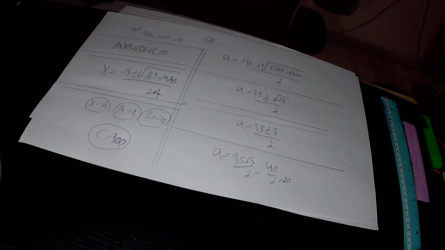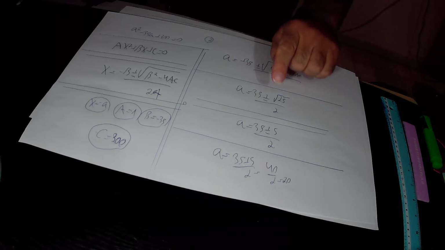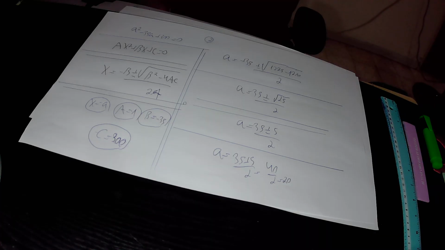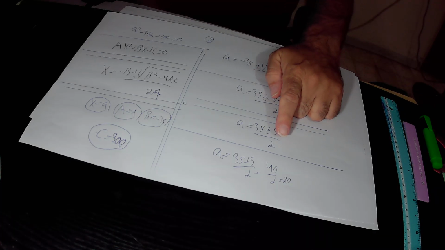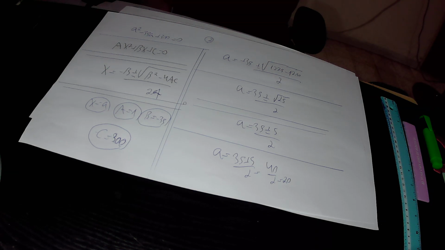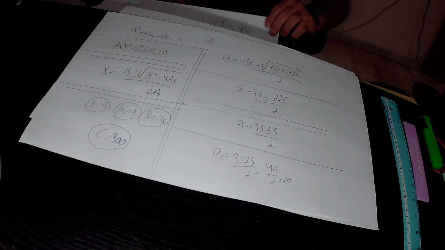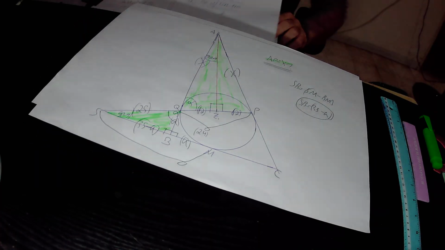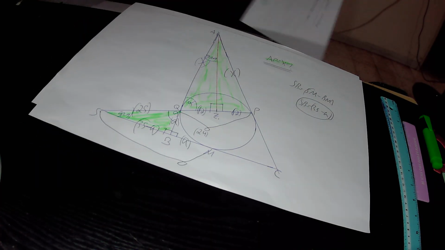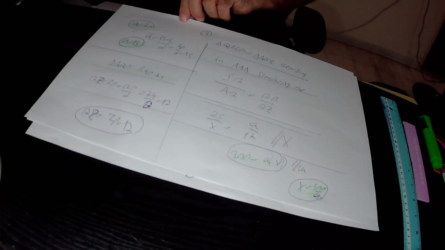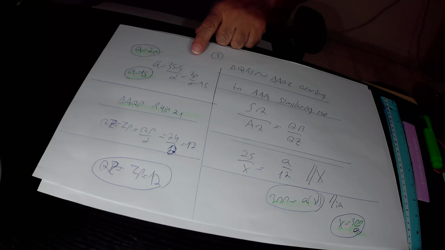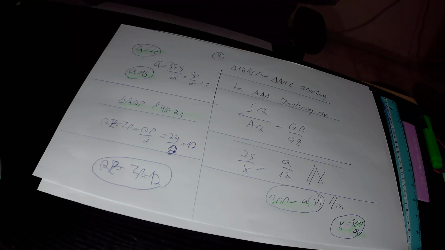So here we have two possible solutions for a. The first solution is a equals (35 plus 5) over 2. 35 plus 5 is 40, and 40 over 2 is 20, so the first solution for a is 20. While the second solution is a equals (35 minus 5) over 2. 35 minus 5 is 30, and 30 over 2 is 15. So the second solution for a is 15. So a either equals 20 or 15.